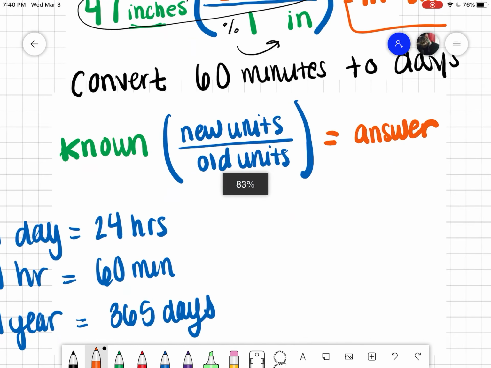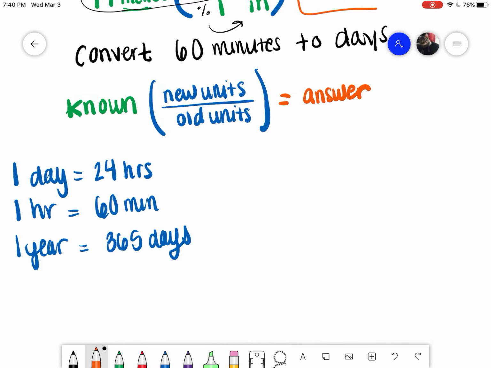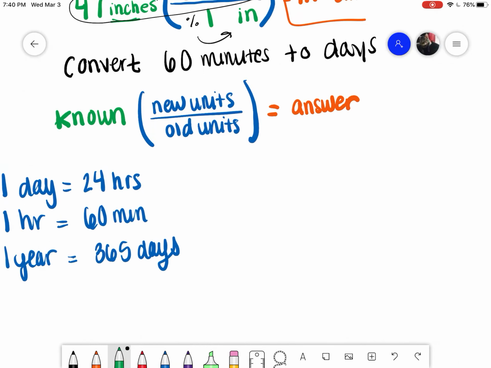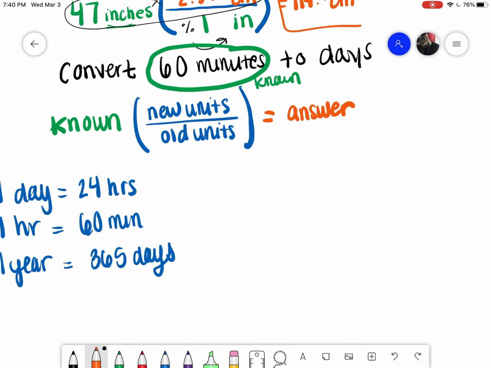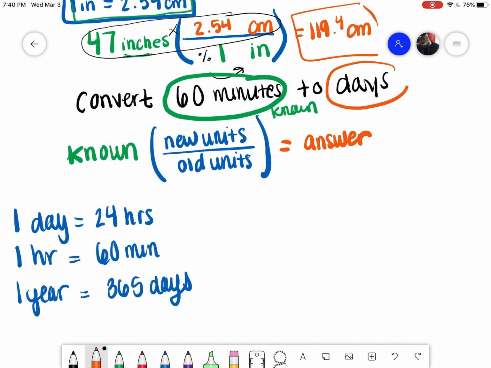So our next question we are going to look at is, we are going to convert 60 minutes to days. So we can start out by labeling our question. So the number that they give us is 60 minutes. That's going to be our known. And then what they are asking us to find is the number of days. So this is going to be our answer.